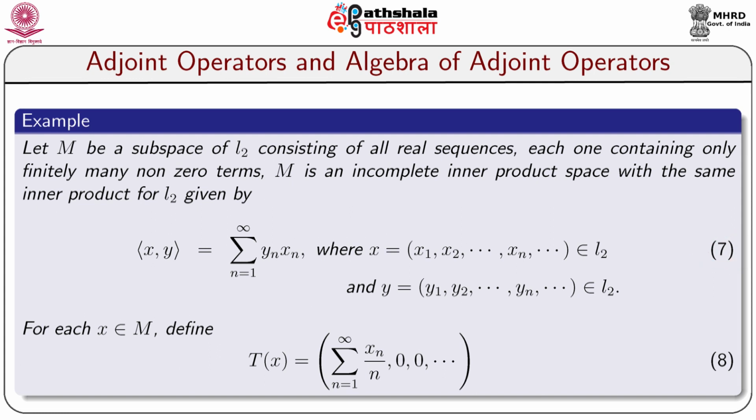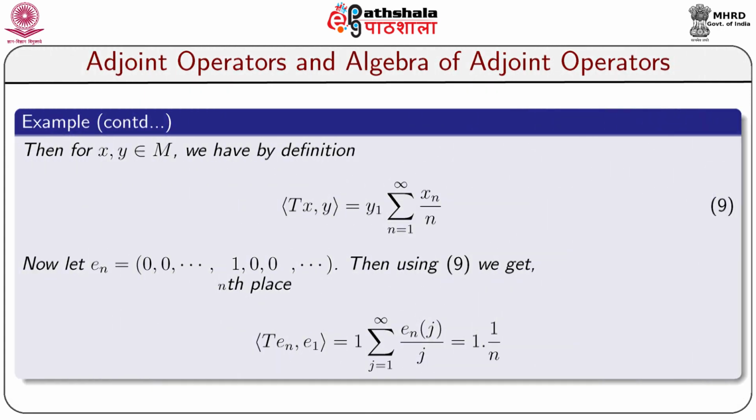For each x belongs to capital M, define Tx equal to the sequence whose first coordinate is sigma xn by n, then 0, 0 and so on. This is equation number 8. Then for x, y belongs to capital M, we have by definition inner product Tx, y equal to y1 into sigma n equal to 1 to infinity xn by n. This is equation number 9.